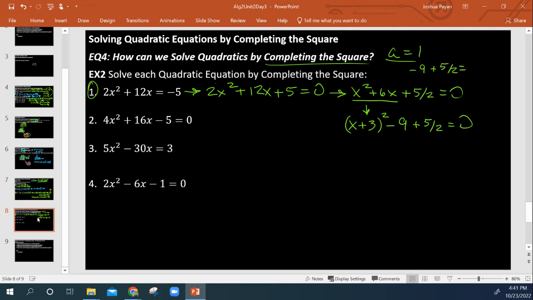Well, we're dealing with fractions now. So then that just means we need to have a common denominator. So that becomes negative 18 over 2 plus 5 over 2. And that's going to give us now negative 13 over 2. And we just bring down what we haven't used yet. And now we just begin the process of getting x by itself. So I'm just going to add 13 over 2 to both sides.